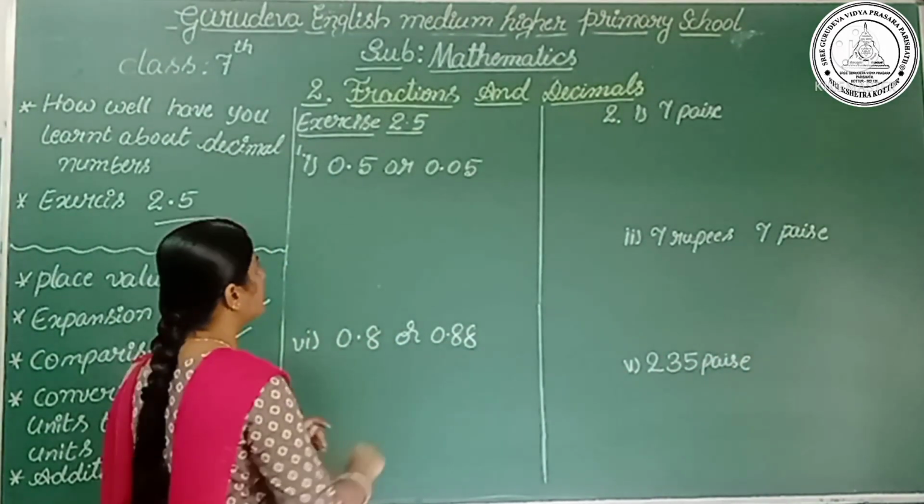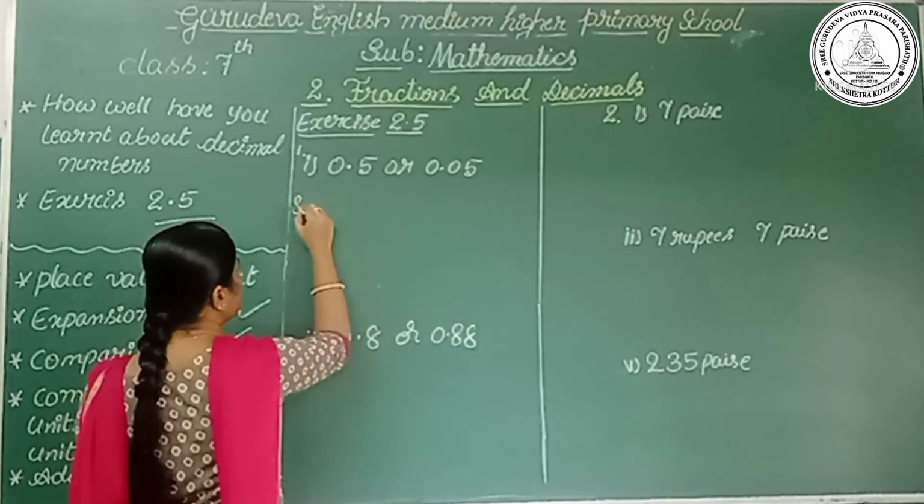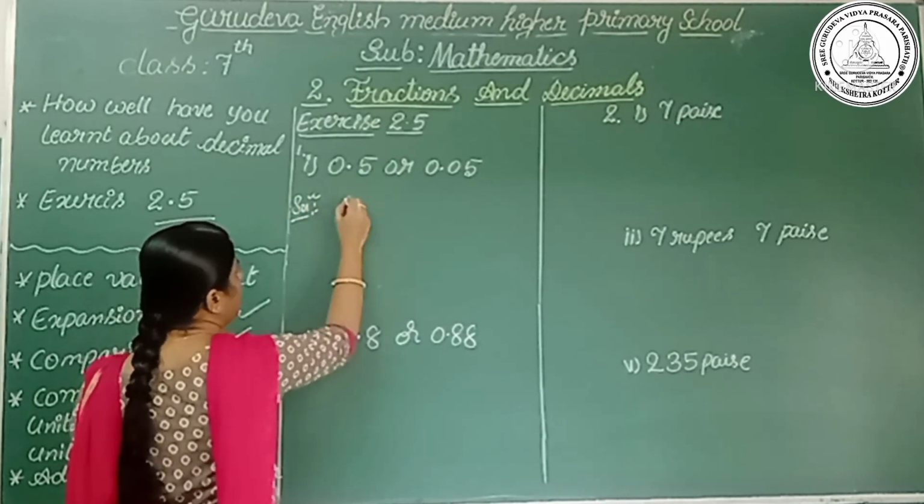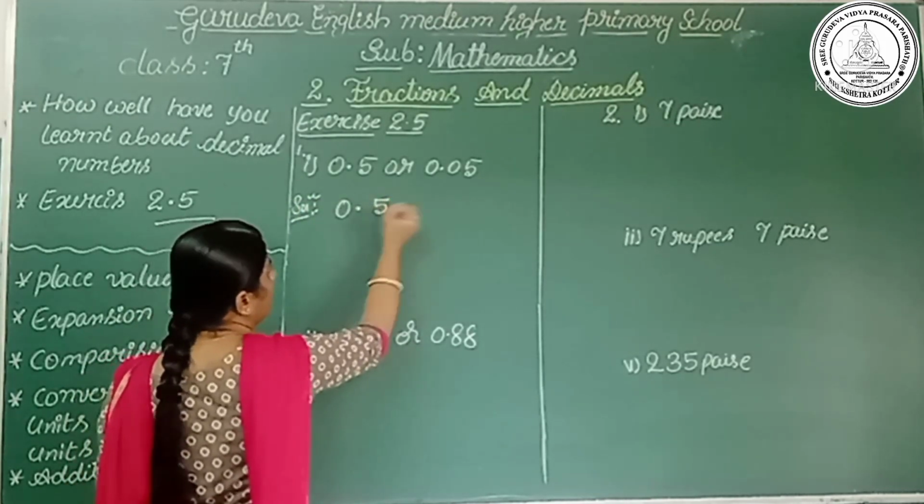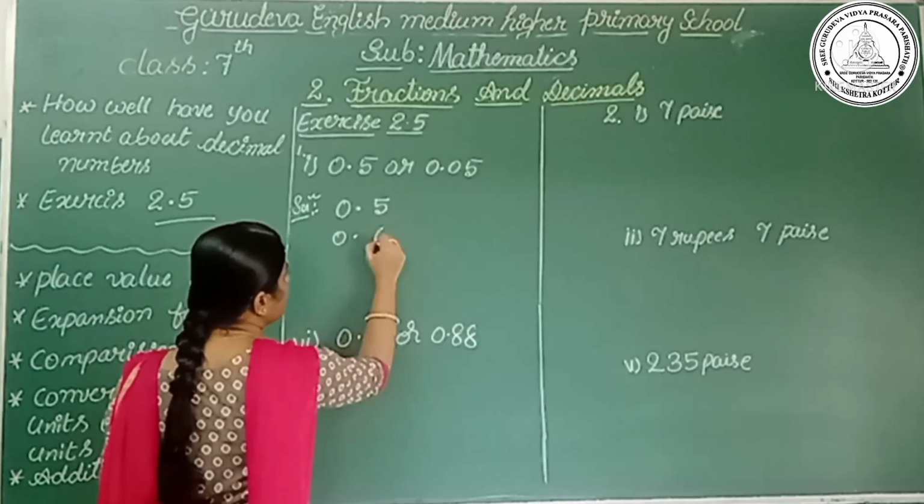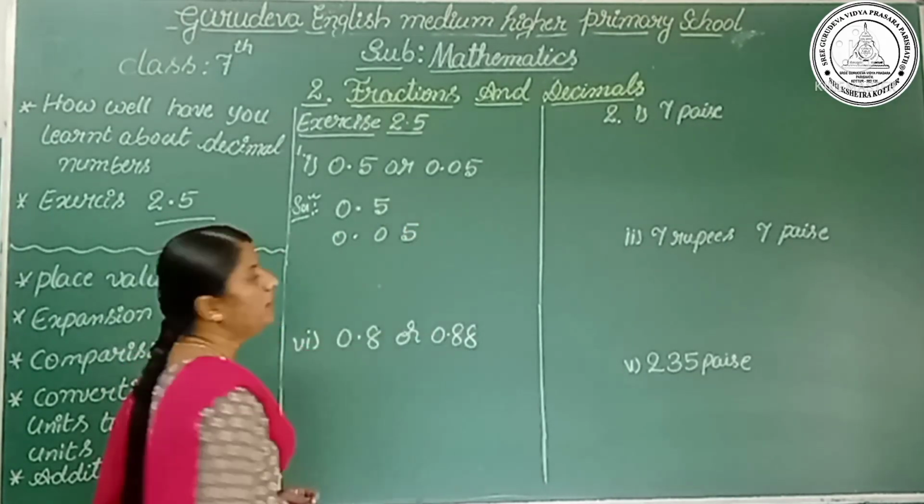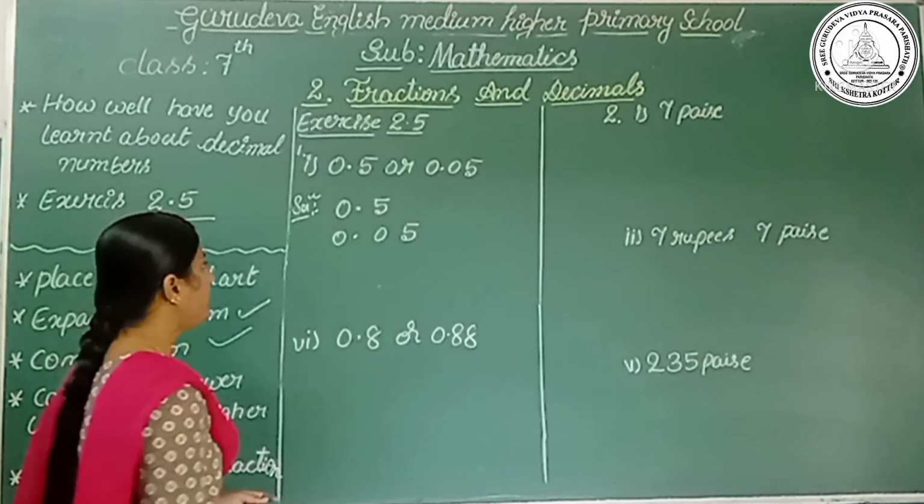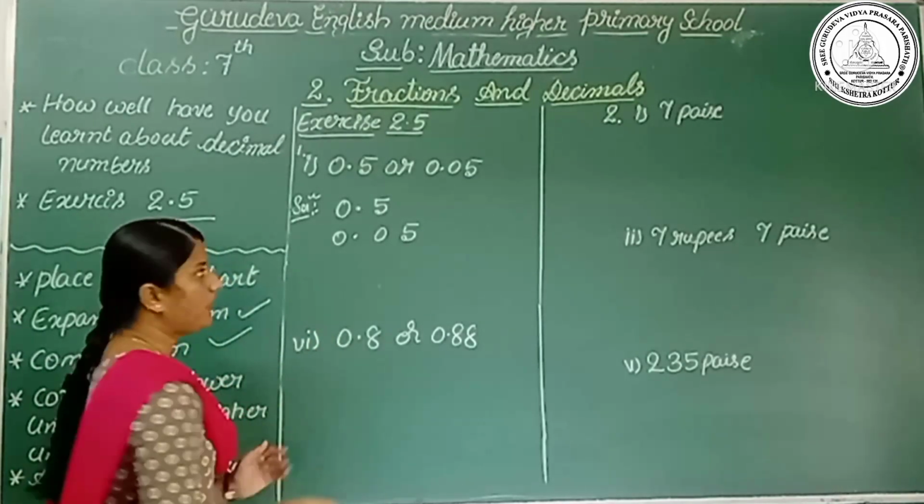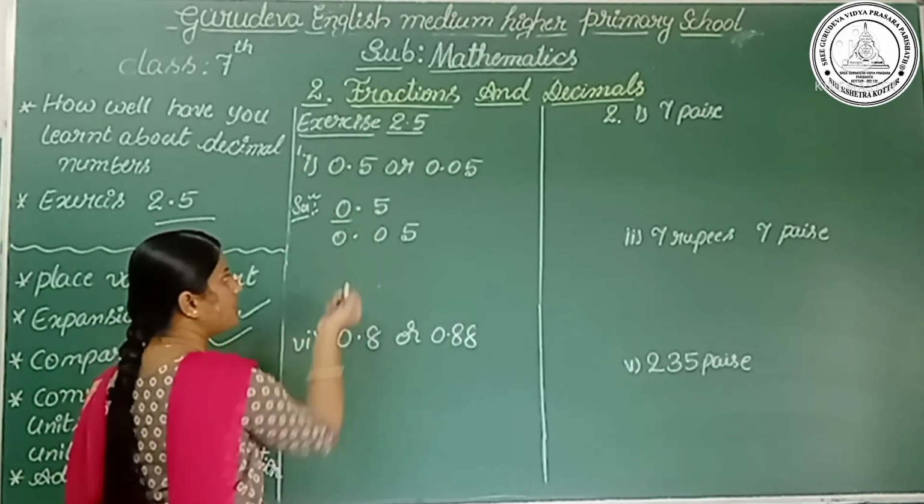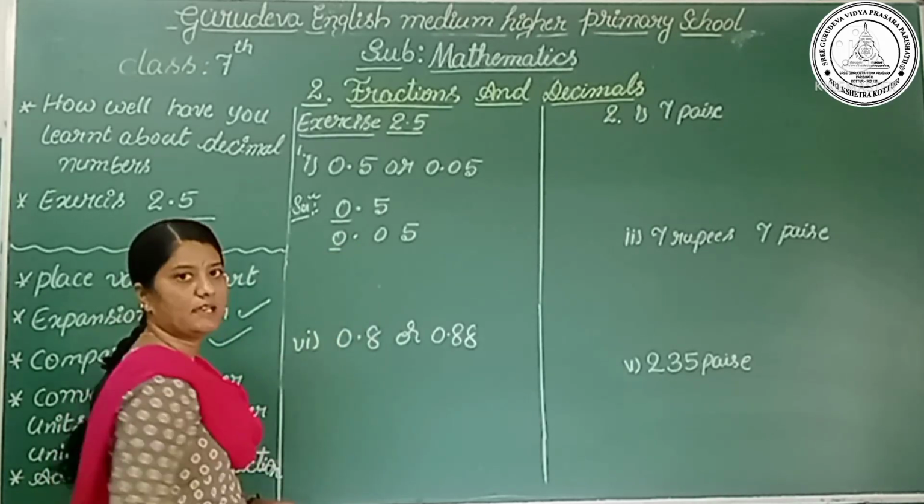Decimal places. So first one, in the solution write down 0.5 and 0.05. Okay, so here we compare first the whole part. In the whole part, in the ones place there is a 0, here also there is a 0.